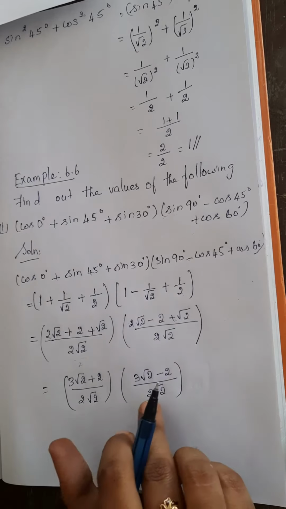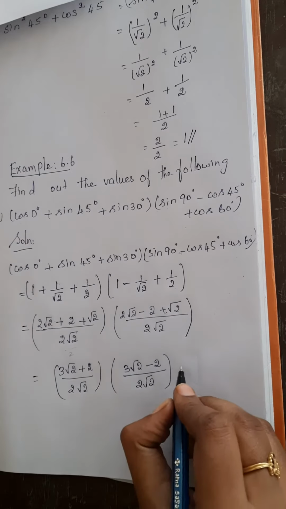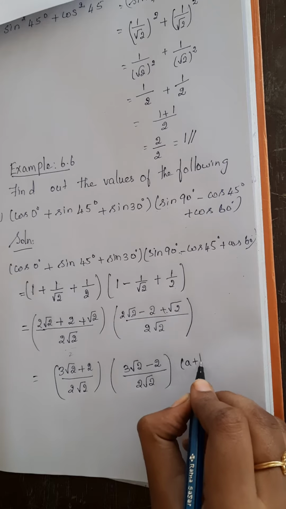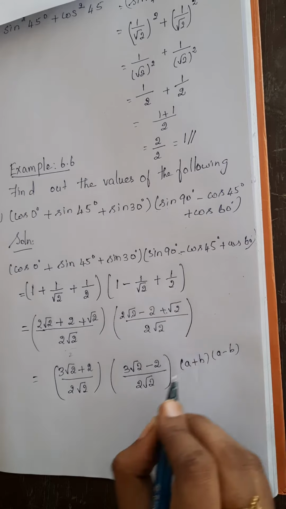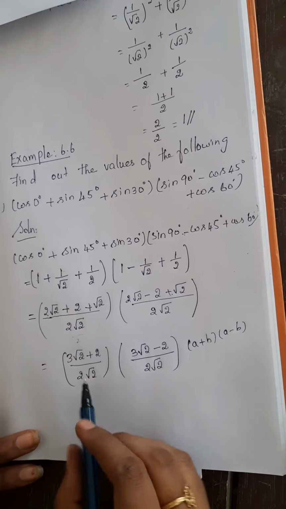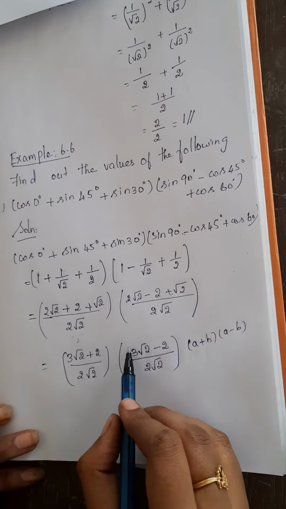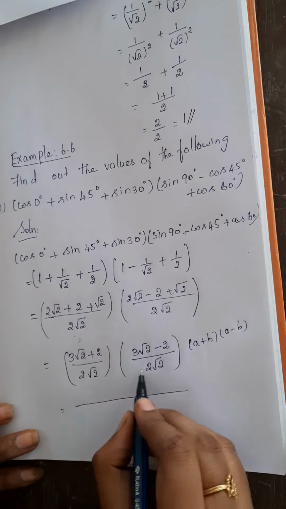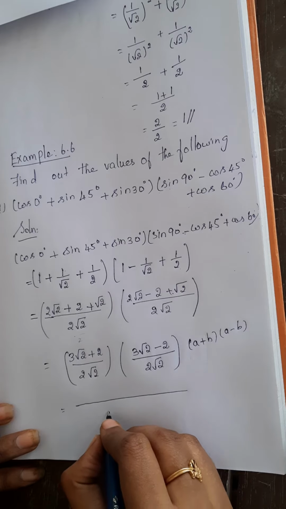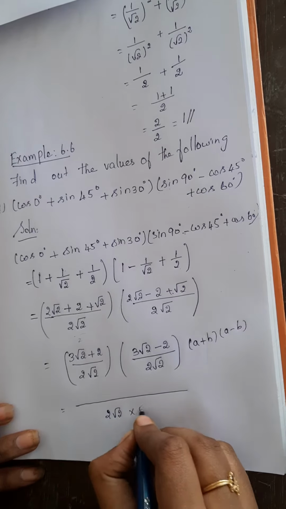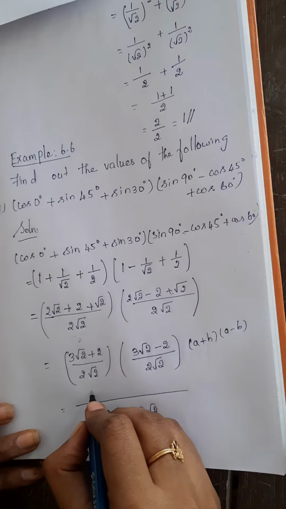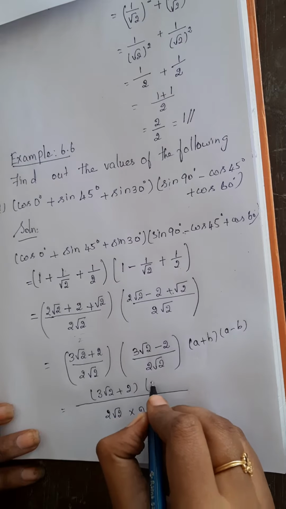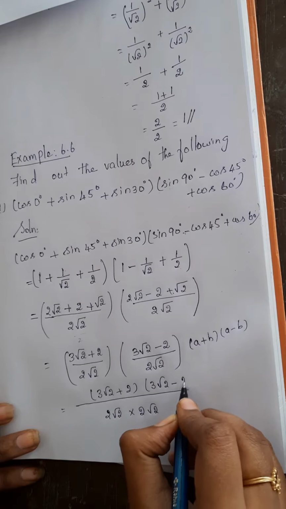So this is in the form of A plus B into A minus B. Look at the numerator alone. Look at the numerator. Otherwise, first to write the step. Multiply the both. 2 root 2 into 2 root 2. Then numerator is 2 plus 2, 3 root 2 minus 2.